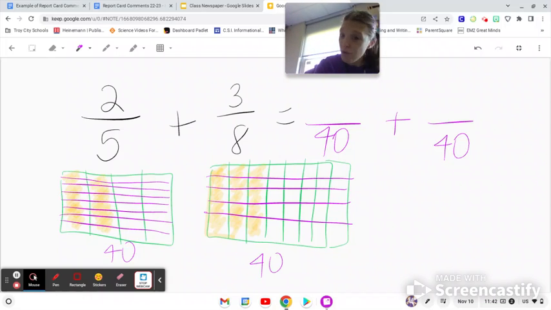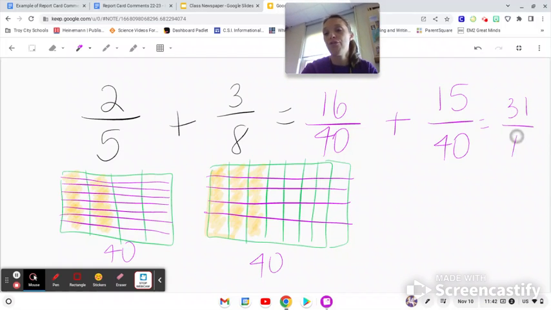And now what was once 2/5 is actually 2, 4, 6, 8, 10, 12, 14, 16, 16/40. 3/8 has now become 3, 6, 9, 12, 15, 15/40. When I add, I'm just gonna add across my numerators to find the total, which is 31/40. That's one way that you can rename and get equivalent fractions, by drawing a picture. Now, if drawing a model isn't your thing and you can do this numerically in your head, let's take a look at what this would look like.